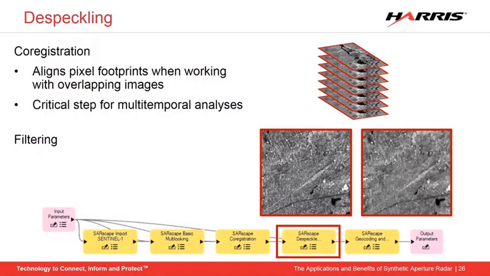If you're working with only 1 or 2 scenes, then there's also single image filtering, which is often the best option for this case. So here on the bottom right, we have an example of before and after filtering. The image on the left has not been filtered and the image on the right has. And you can see that salt and pepper look to the data has been removed.